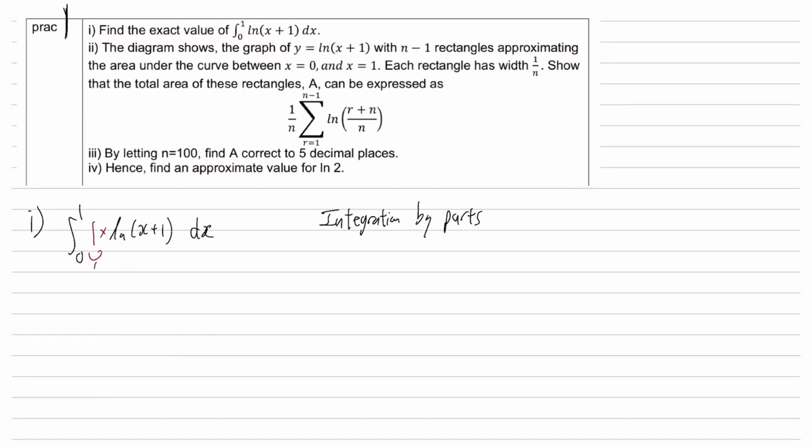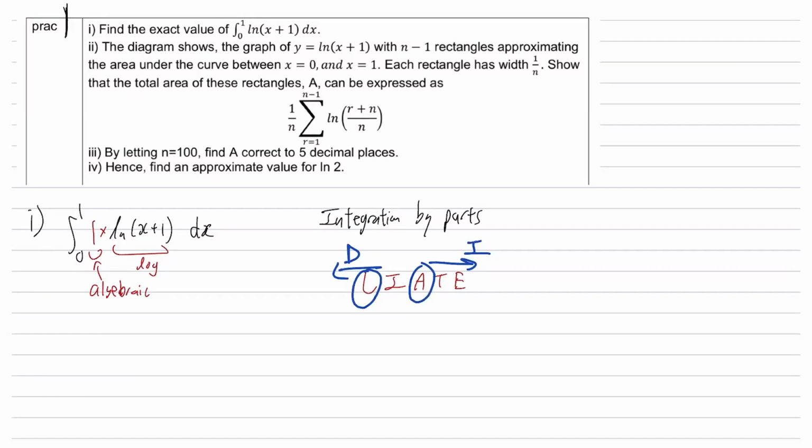So 1 is considered as algebraic. Ln is logarithmic. So if you use LIATE, which one do you find the most difficult to integrate? Difficult to integrate will be L. Ln itself cannot be integrated. So that's why it should be differentiated instead. So left-hand side should be differentiated, right-hand side should be integrated. We got L, we got algebraic.